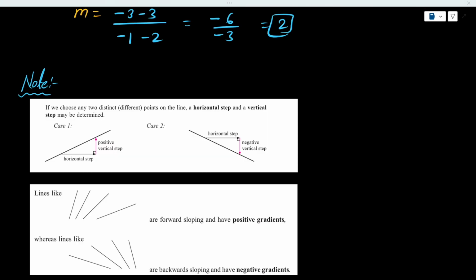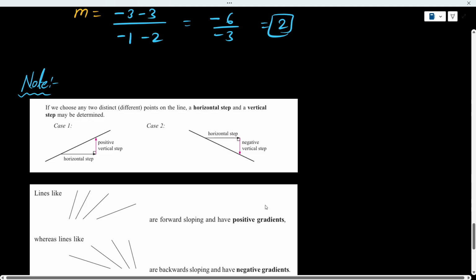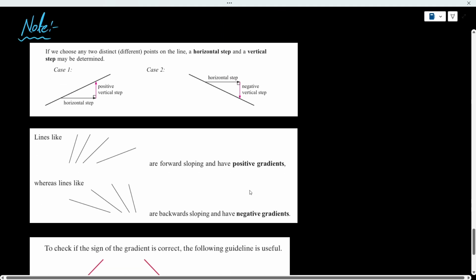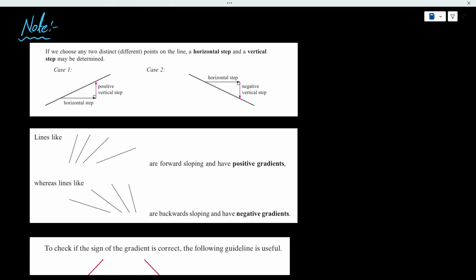Now, these are the pointers that you have to remember. It says if we choose any two distinct points on the line, a horizontal step and the vertical step may be determined. So, there are always two cases: either your gradient can be positive or your gradient can be negative. So, when do we get the positive gradient?